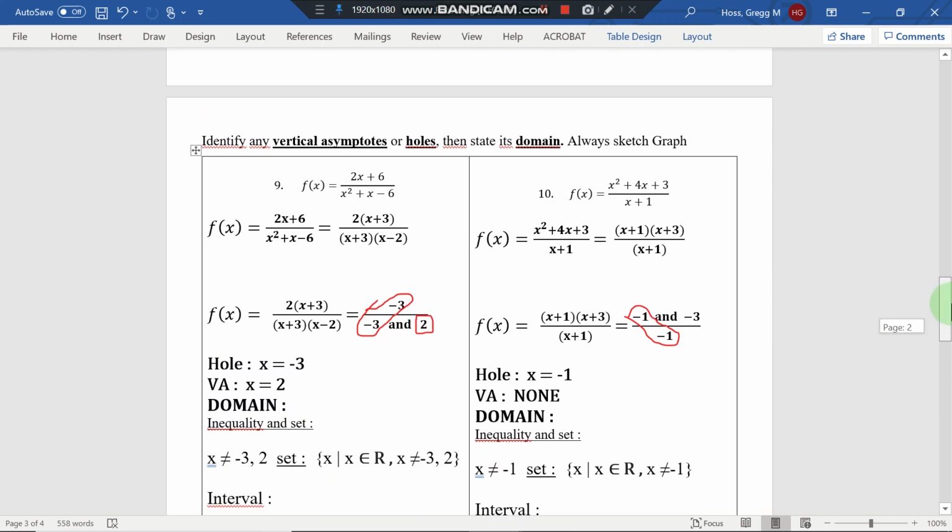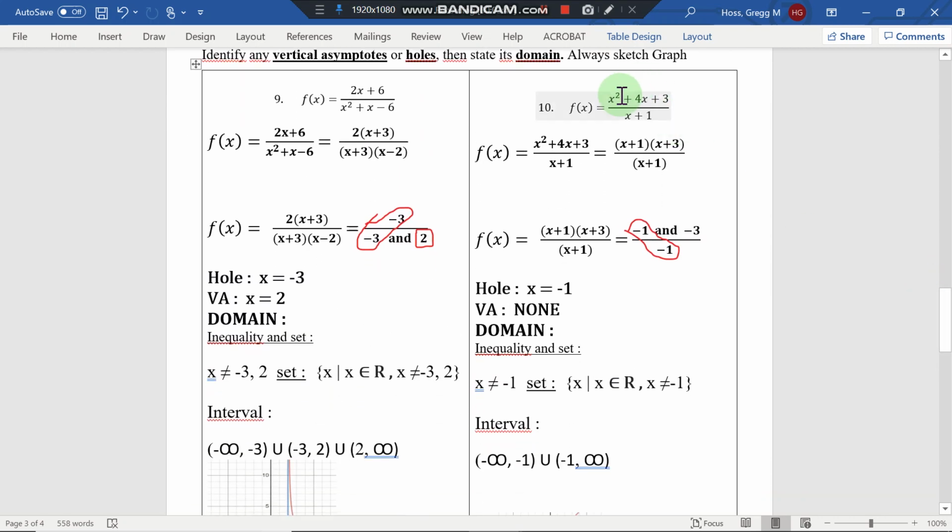Next equation, x squared plus 4x plus 3 over x plus 1. Factored, we have x plus 1 times x plus 3 over x plus 1. The zeros in the numerator would be negative 1 and negative 3. The 0 of the denominator would be negative 1.